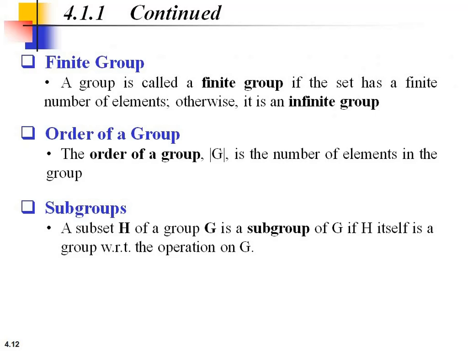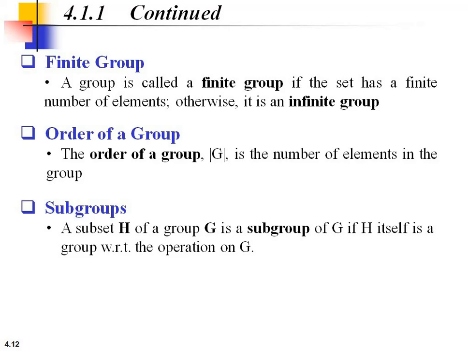Next, a few more definitions, like the finite group. A group is called a finite group if the set has a finite number of elements, otherwise it is an infinite group. The number of elements denotes the order of the group, and if the order of the group is finite, then it is a finite group, otherwise it is an infinite group.